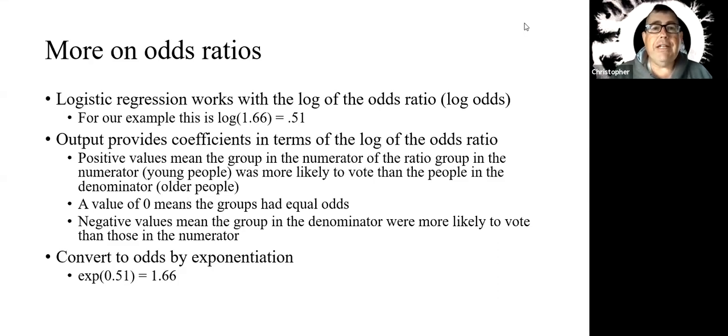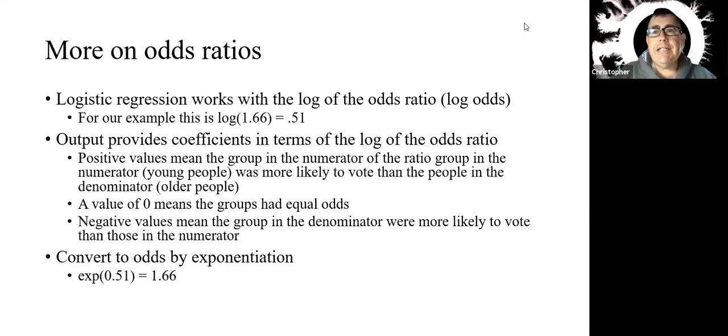A positive value in this example would mean that the group in the numerator of the ratio, that was the young people, would be more likely to vote than the people in the denominator, that is the old people. A value of 0 would mean that the odds were exactly the same for both of the groups, because that would correspond to an odds of 1, and the log of 1 is 0. A negative value would mean that the group in the denominator was more likely to vote than those in the numerator. That would be an example where older people were more likely to vote than younger people.